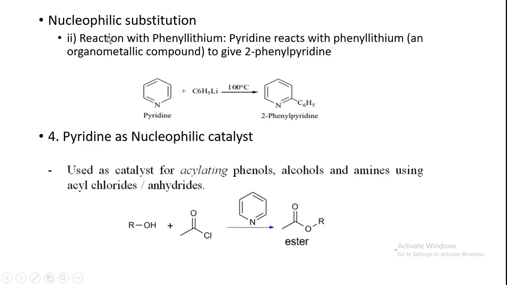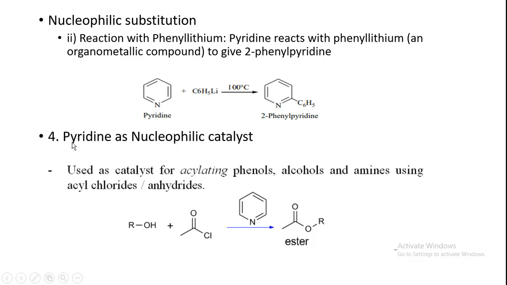Next, nucleophilic substitution reaction, another example, that is the reaction with phenyl lithium. Pyridine reacts with phenyl lithium, an organometallic compound, C6H5Li, to give 2-phenyl pyridine. You see, this one is also a nucleophilic substitution reaction, so substitution occurs at the second position. This is the reaction.